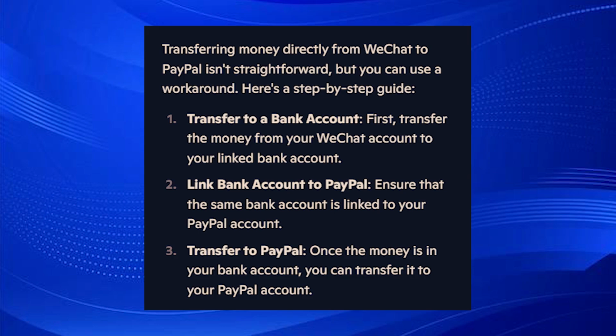Step 2. Link bank account to PayPal. Ensure that the same bank account is linked to your PayPal account.